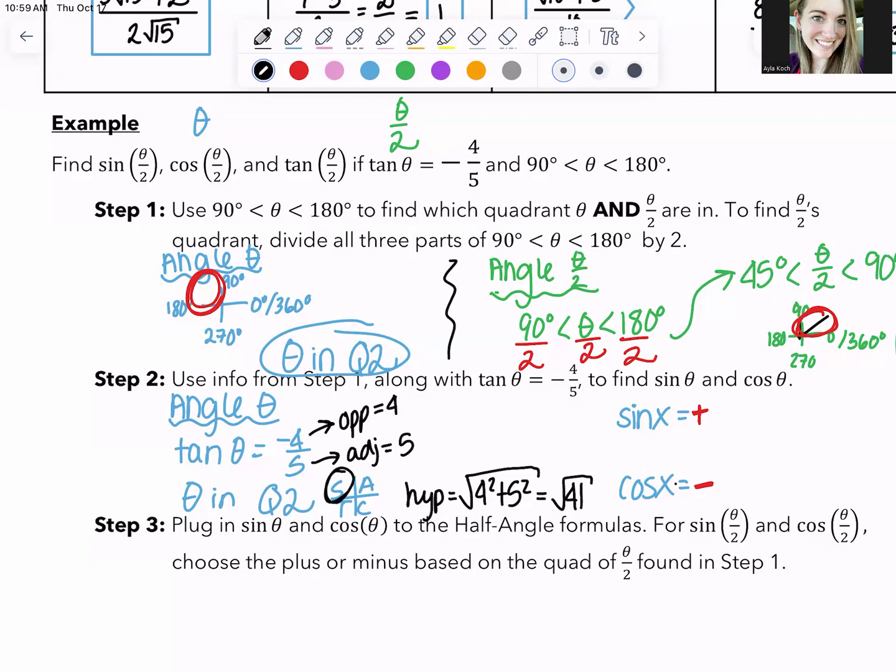4 squared, square root of 4 squared plus 5 squared. Square root of 41. So sine is opposite over hypotenuse. That's going to be 4 over square root 41. Cosine is adjacent over hypotenuse, 5 over square root 41.